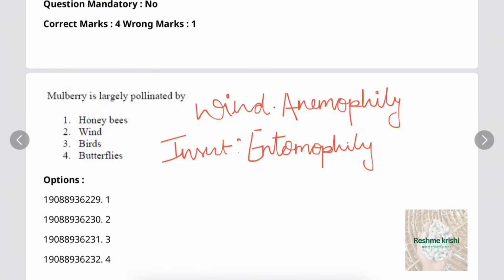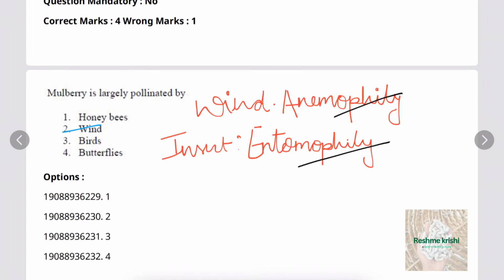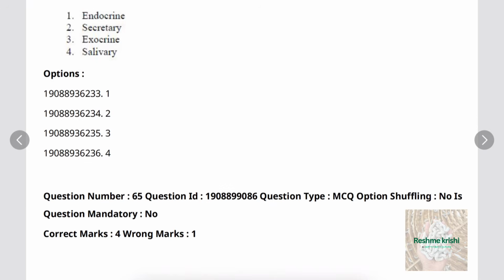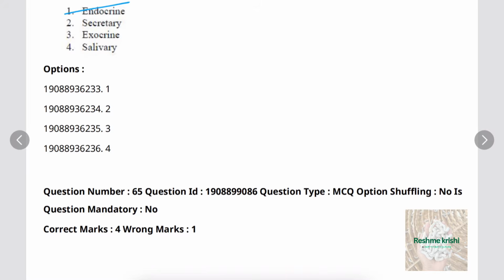Okay, mulberry is largely pollinated by. First, if a particular thing is pollinated by wind, it is called anemophily, and if it is done by insects, it is called entomophily. As far as mulberry is concerned, it is largely pollinated by wind. So the answer is 2. Okay. Glands that discharge their product directly into the bloodstream are called endocrine glands. This is a straightforward simple question.